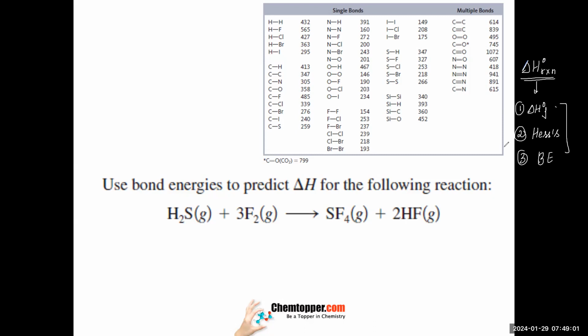All these data tables will be given to you. You need not memorize any value. This type of data table will be given to you. Bond enthalpies will be given to you, formation values will be given to you, Hess's law multiple equations will be given to you. So data will be given to you and you have to use it to get the delta H naught of the reaction. That's the aim. This is from data given to you.